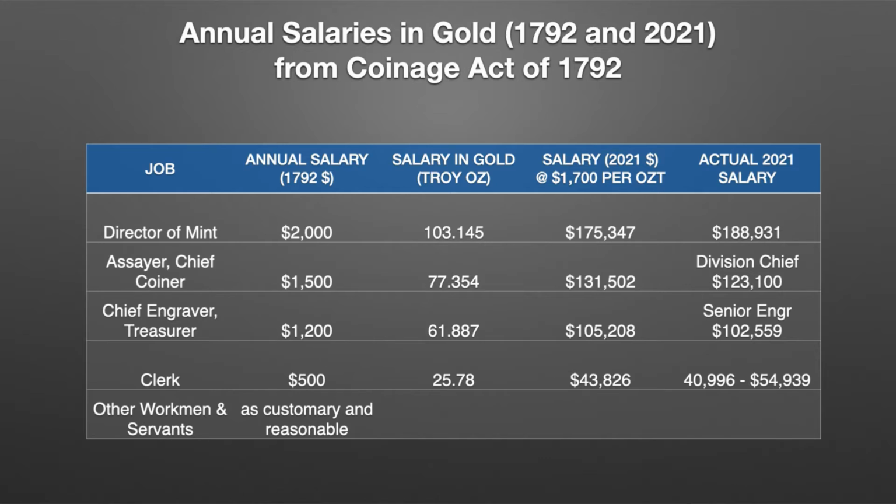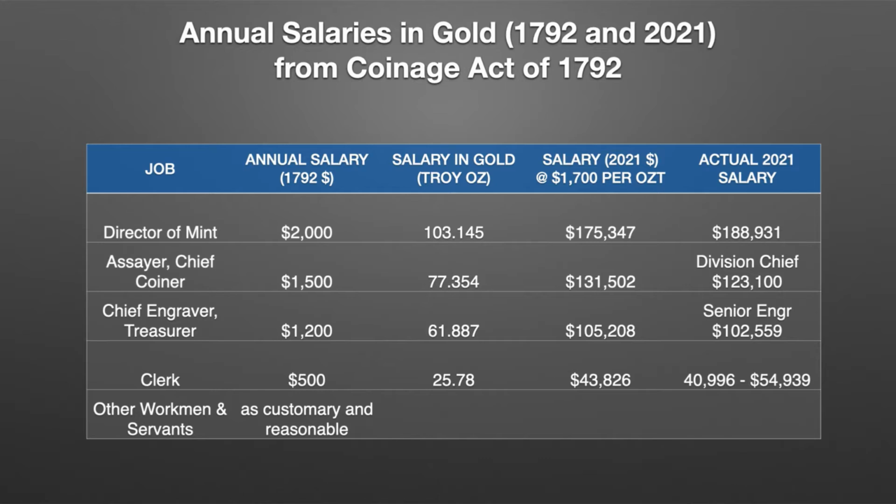Now, I looked up the actual salary in 2021 of the director of the mint. By the way, all these salaries of all these mint workers are public information because they're government workers, so it has to be available to the public what they're paying these people. The director of the mint makes $188,931 in 2021. So that's pretty close to the value of the gold, $175,000. In fact, it's probably a little more than that now.